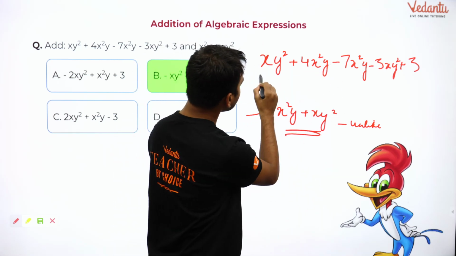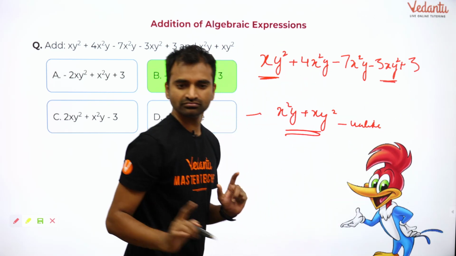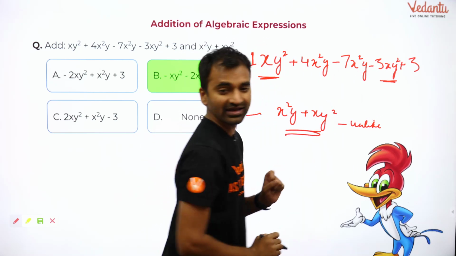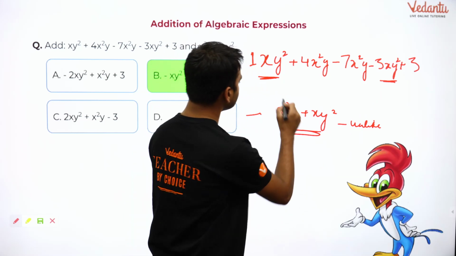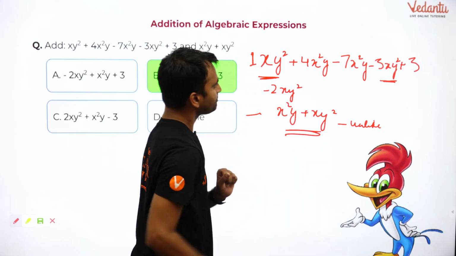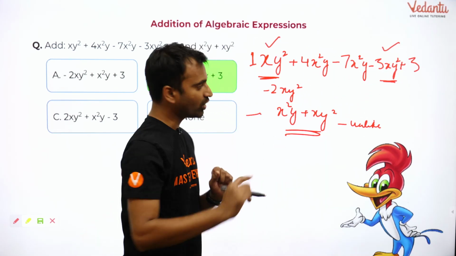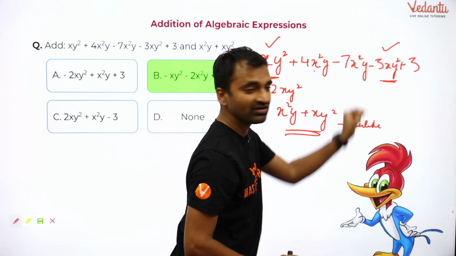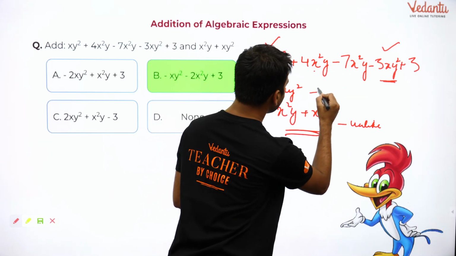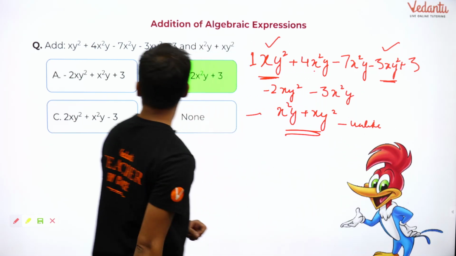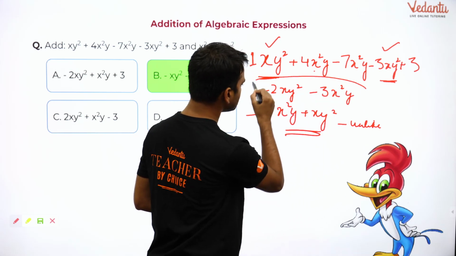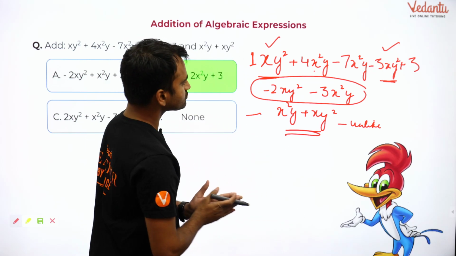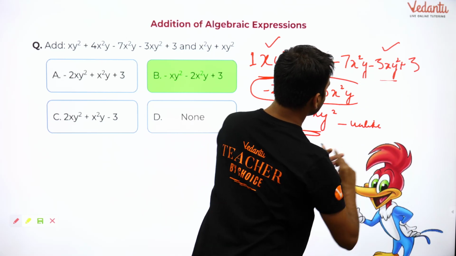Let's check this out. I have xy square, I have another xy square. Can I simplify that? Yes. So this is 1 xy square, this is minus 3. 1 minus 3 is how much? Minus 2. So I have minus 2 xy square. These two are done. What is left? I have x square y and another x square y. I have plus 4 x square y and minus 7 x square y. So minus 7 plus 4 is how much? Minus 3, right? Minus 3 x square y. Is that fine? So this is your first expression and this is your second expression. Now both of them are simplified with no like terms left. There is another plus x over here, plus 3 over here.